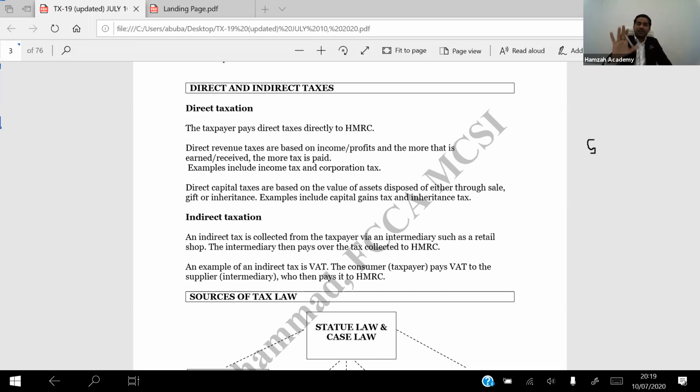Yes, again, I would say income tax and corporation tax are the major part of your syllabus. So you should be expecting that whenever there is a comprehensive question, it will be tested from either of these areas. But I cannot really tell you that it will be tested from the corporation tax part.